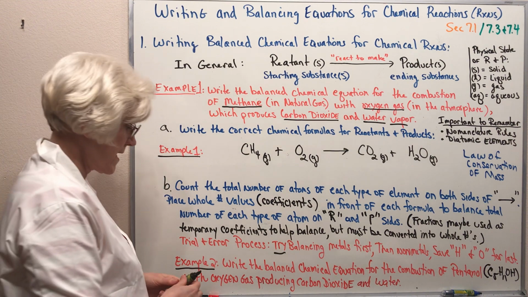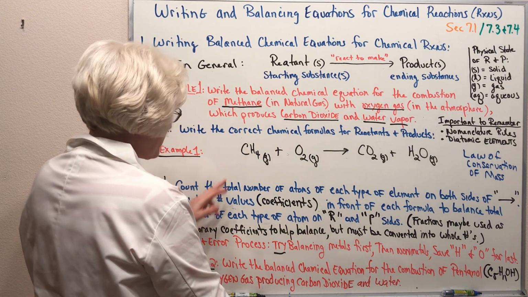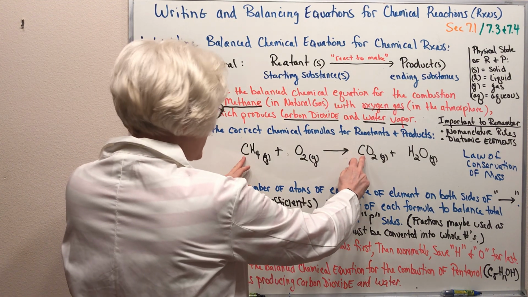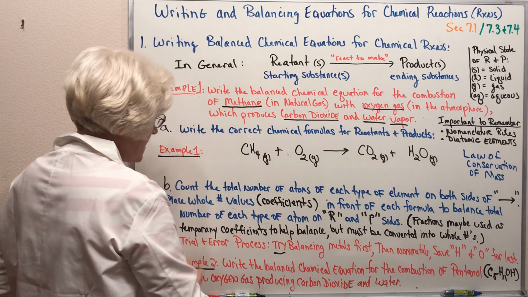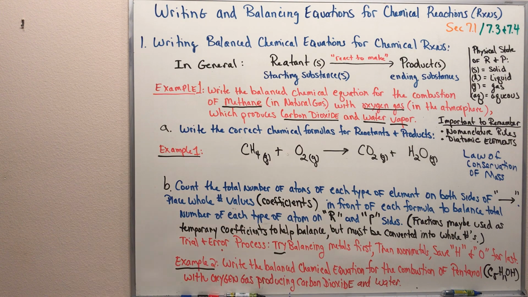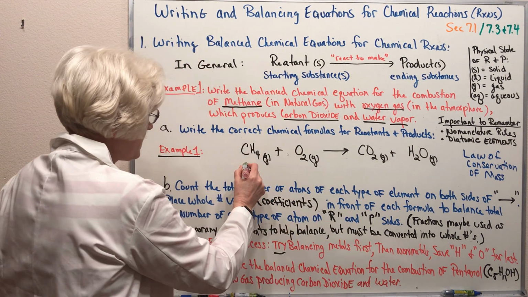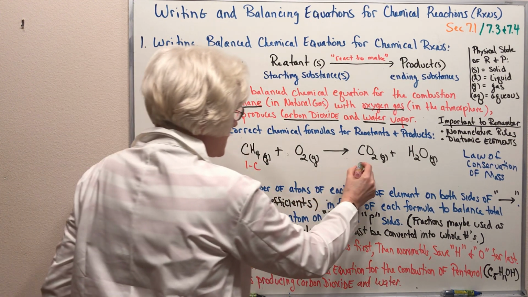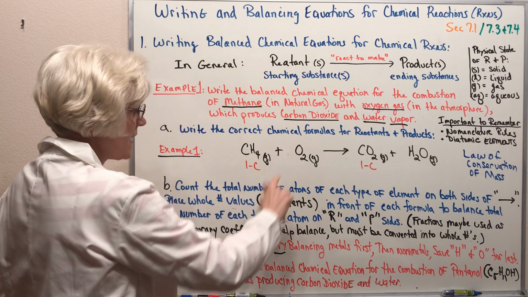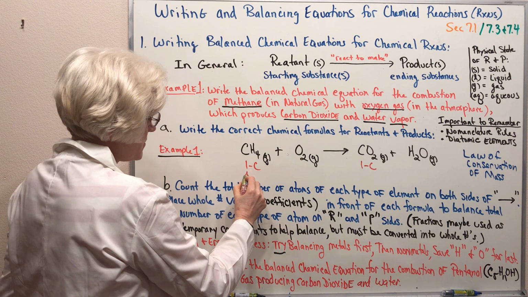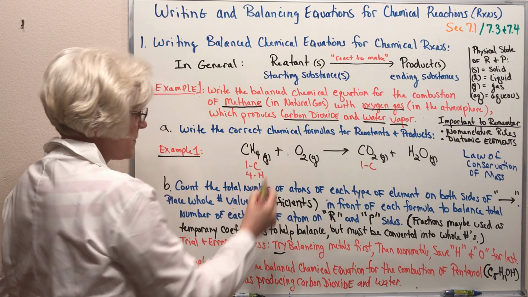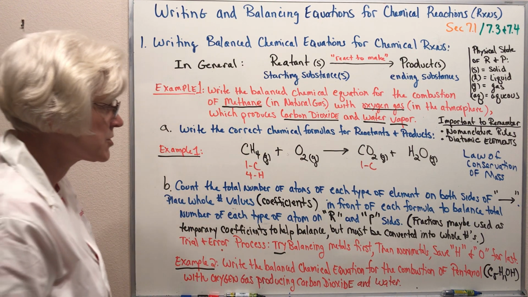So let's go ahead and take a look at the count here. I see that I have 1 carbon on the reactant side, 1 carbon on the product side, so I can make that notation: 1 carbon, 1 carbon. I see that I have 2 oxygen. Oh, let's finish the hydrogen here, sorry. I see that the formula of methane has 4 hydrogen.